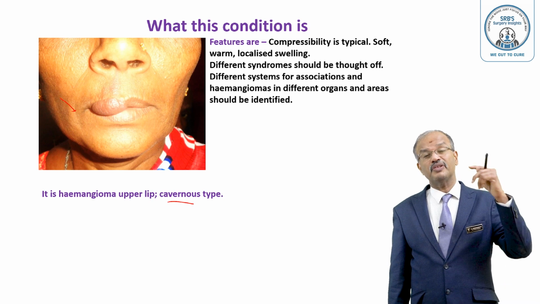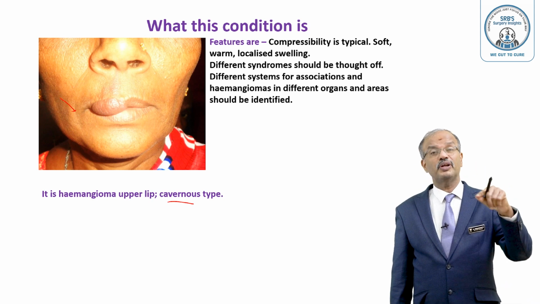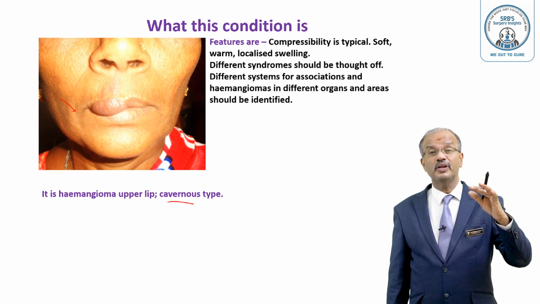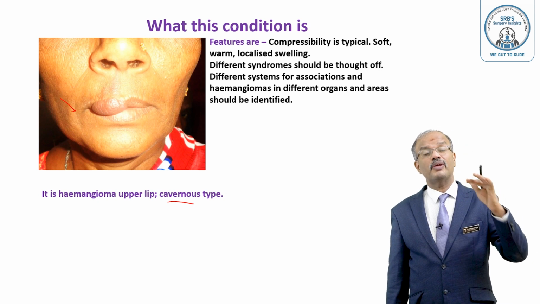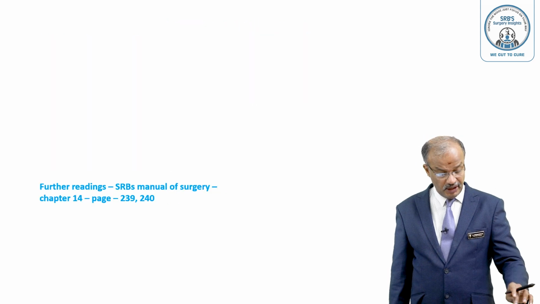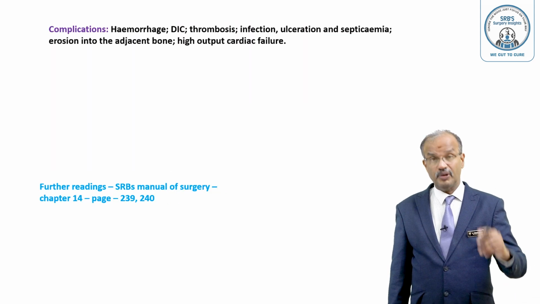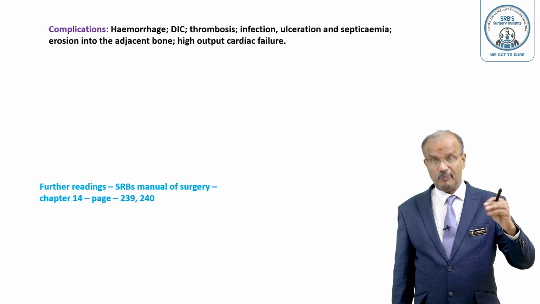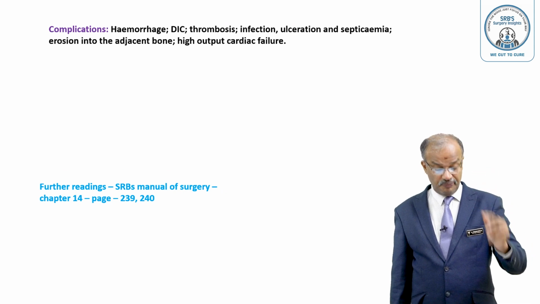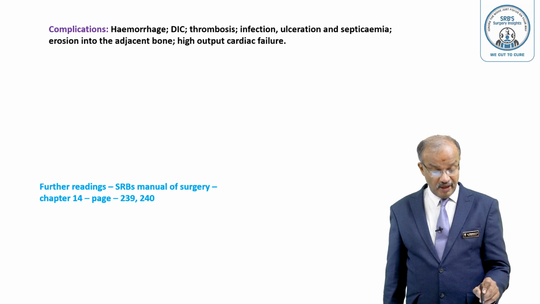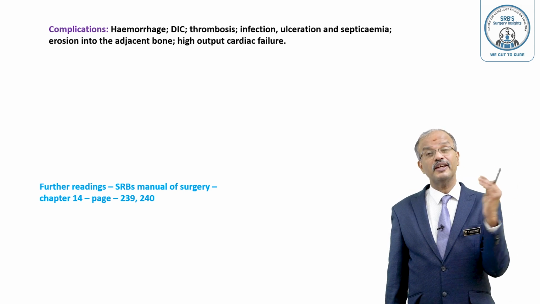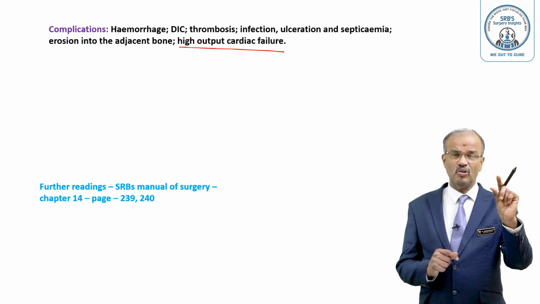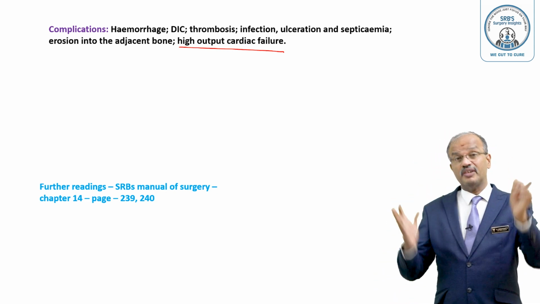Sometimes if it is very close to the bone, it may cause bone erosion. Multiple hemangiomas can be there. It may be associated with different syndromes. For that, please go through SRB's Manual of Surgery and SRB's Clinical Methods in Surgery. It can cause hemorrhage, DIC, thrombosis, infection, ulceration, bleeding, sepsis, erosion into the adjacent bone, and large hemangiomas may cause high output cardiac failure. Not a small hemangioma like this, but a very large hemangioma.